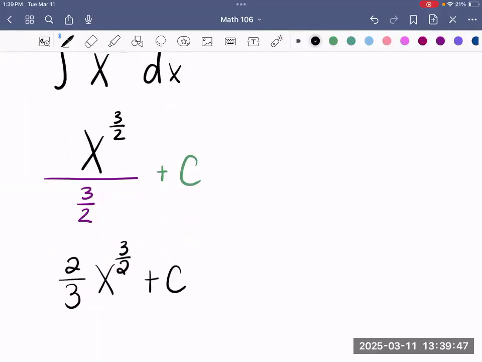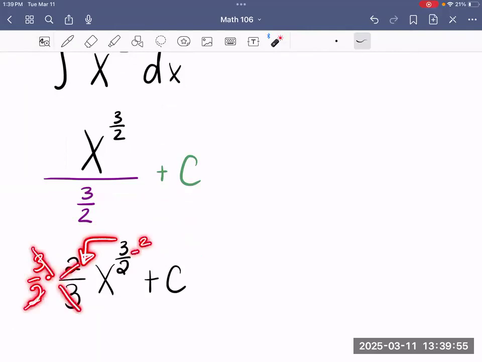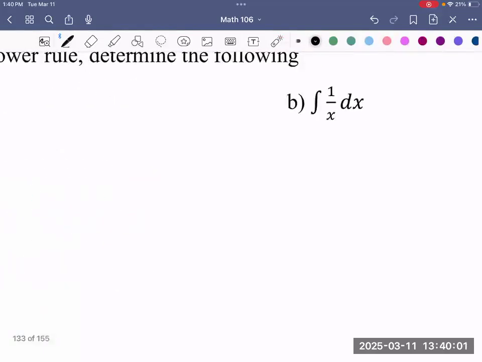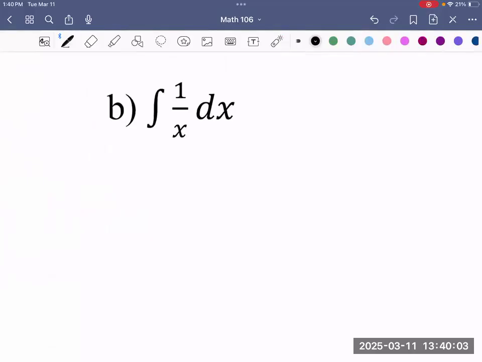And again, to check that that is the case, all you have to do is bring this down, 3 over 2. Those end up canceling. And then subtract 1. You'll get 1/2. Let's do it again over here. We have 1 over x. So we now get to say, okay, this is ln of x. Actually, let me try that out one more time.